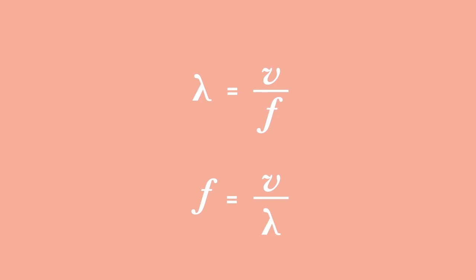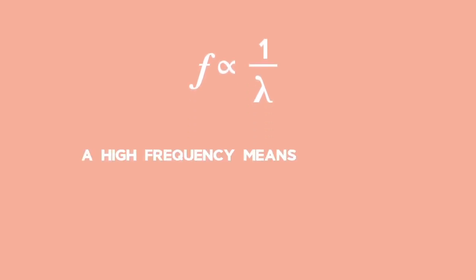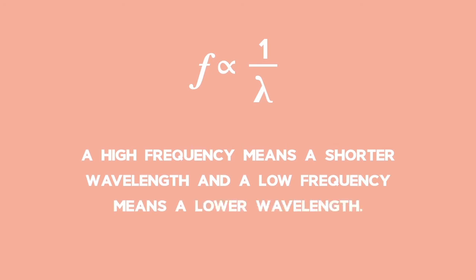The relationship between the two is very important. They are inversely proportional, so a high frequency means a shorter wavelength, and a low frequency means a longer wavelength. It is important that you understand these basics before tackling the Doppler equations later in this module.